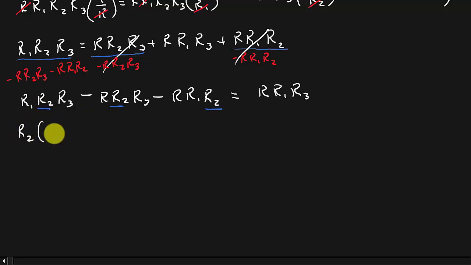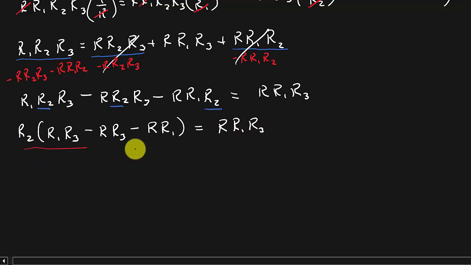And factor it out of here. That leaves us with R1, R3 minus R, R3 minus R, R1. And that equals R, R1, R3. And then what do we do? Well, we're going to divide both sides by this.